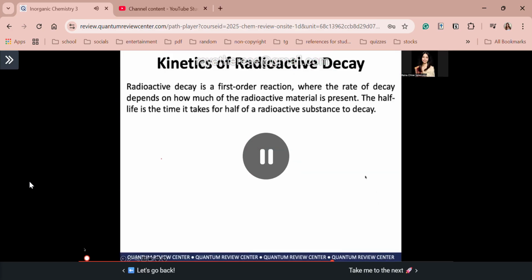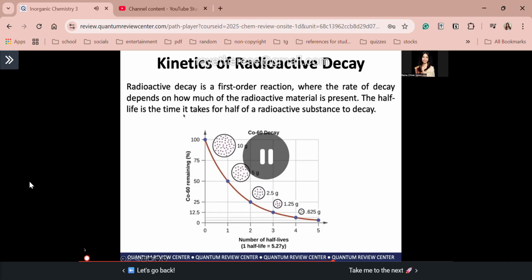Now let's proceed to the kinetics of radioactive decay. So radioactive decay is a first-order reaction where the rate of decay is dependent on the amount of radioactive material. Here, we solve for the half-life, or the time it takes for half of a radioactive substance to decay. Based on this graph, okay, initially you have 10 grams of cobalt-60. After one half-life, which is equivalent to 5.27 years, okay, 5 grams is left from the cobalt-60. Okay? And then after another half-life, 2.5 grams na lang ang natitira for cobalt-60. Okay? Which is half ng 5 grams.